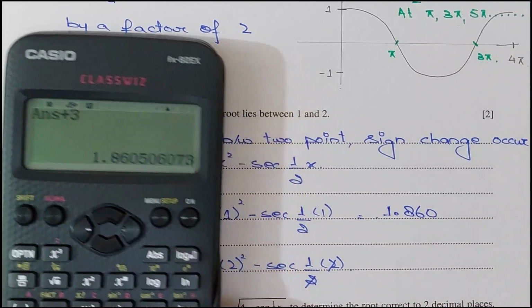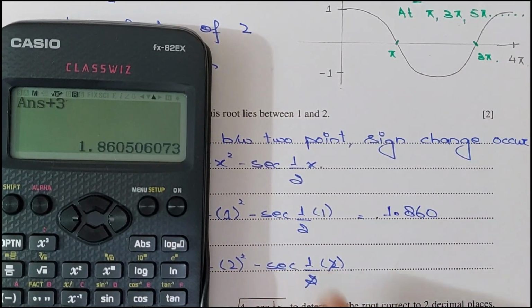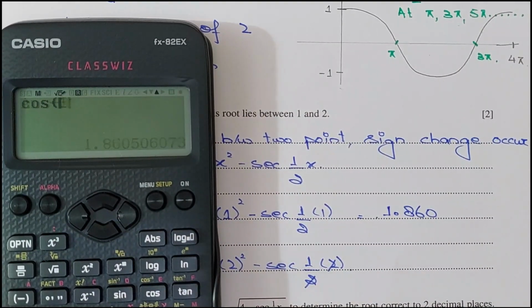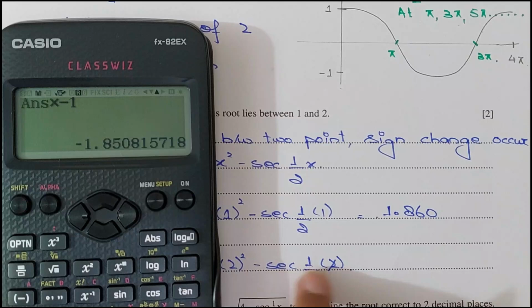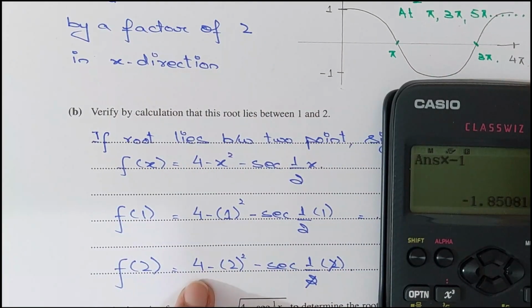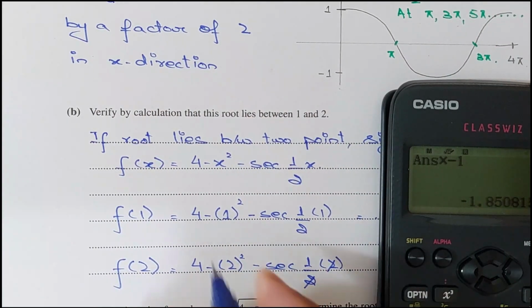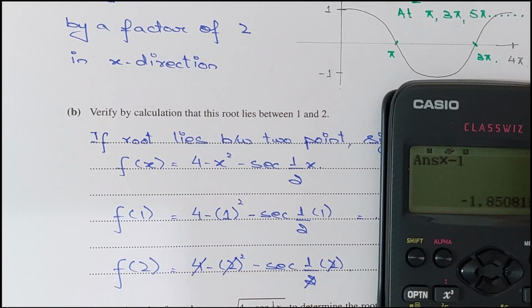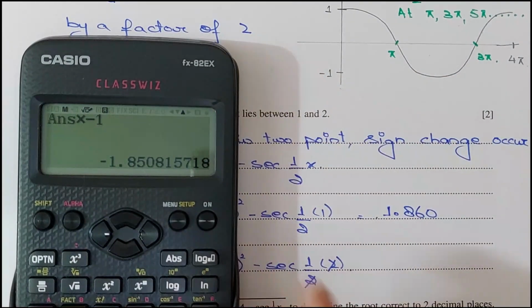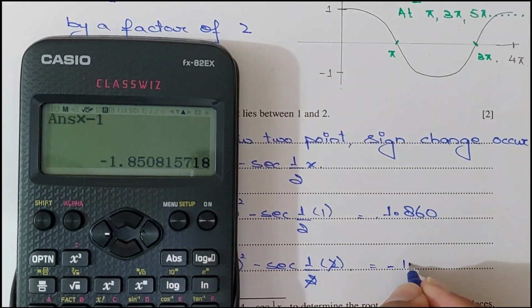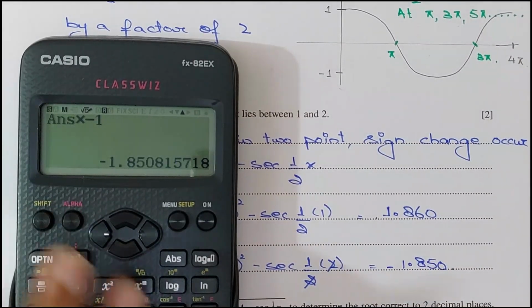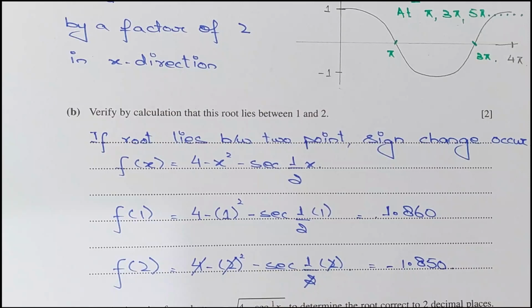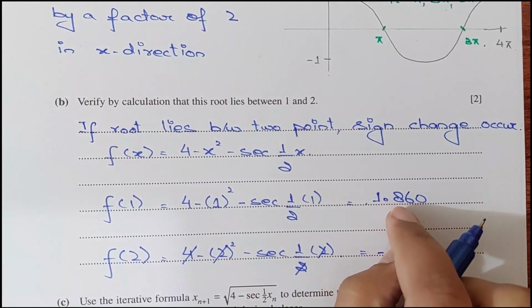The first answer is 1.860. Now doing the second one, secant of 1, so we do cos 1 and its reciprocal and times by negative 1 because it is negative secant 1, and 4 minus 2 square is 4, so positive 4 and negative 4, 2 square is also 4, it's 0. So the answer is minus 1.850.